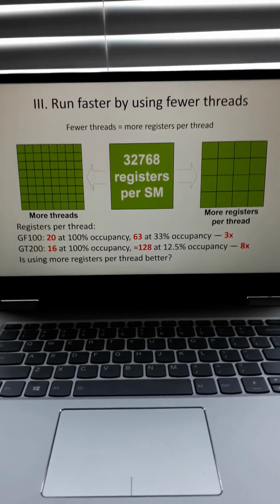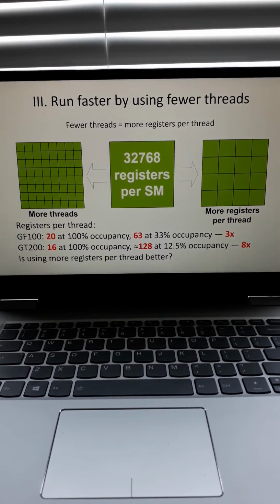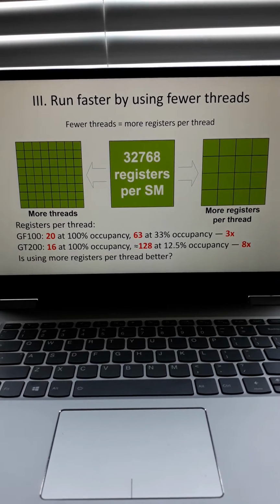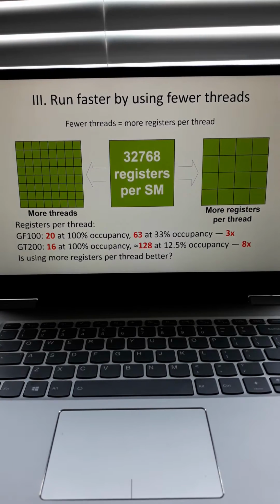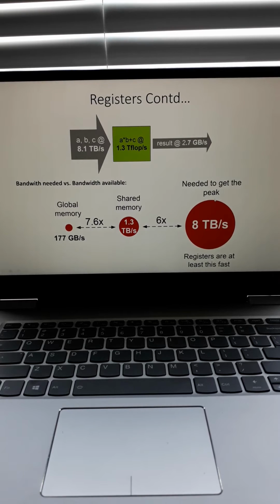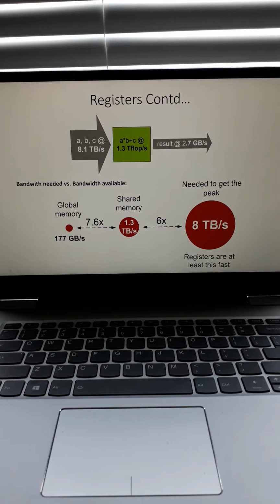But is it considered better to use more registers per thread as compared to using shared memory? Now there is a misconception that shared memory could be as fast as registers. But let's make it clear, registers are the fastest and the largest on-chip memory. Let's look at an example.